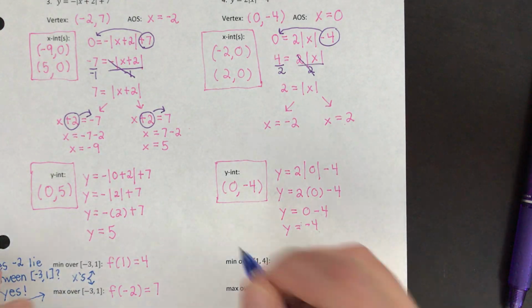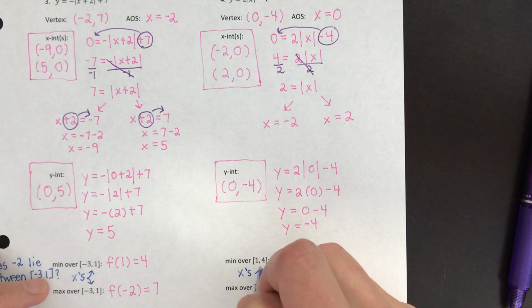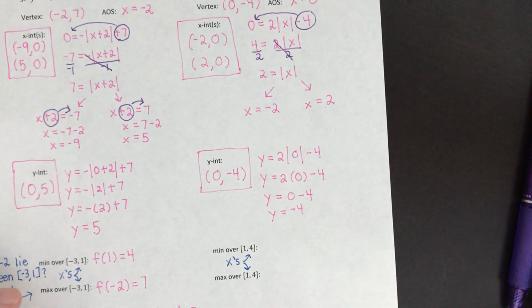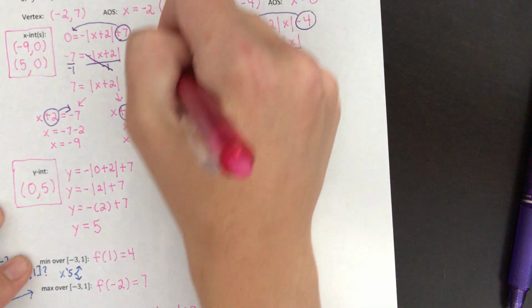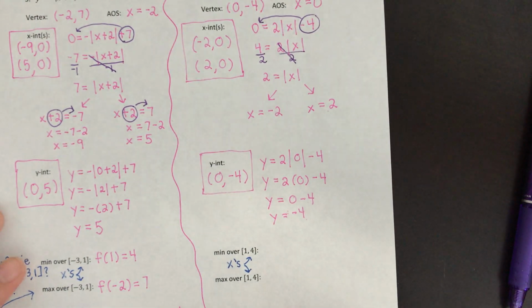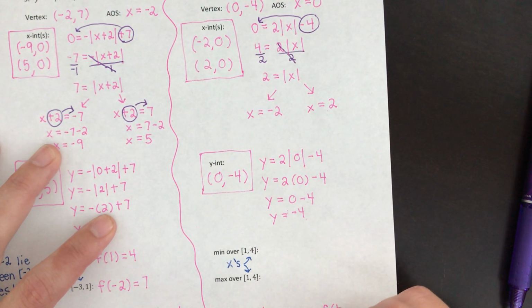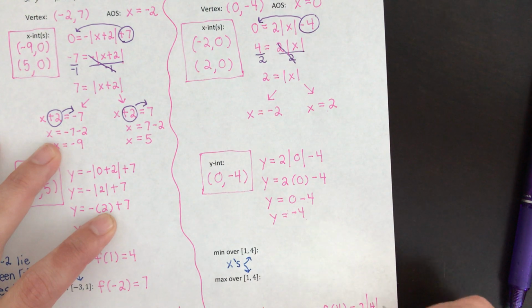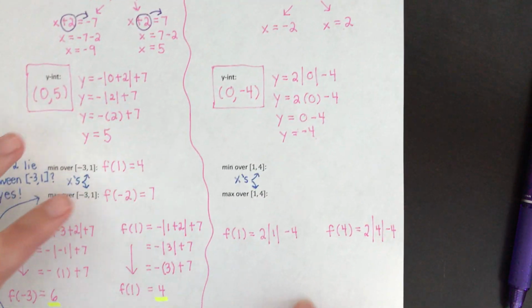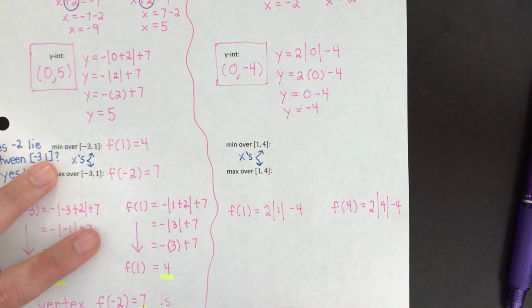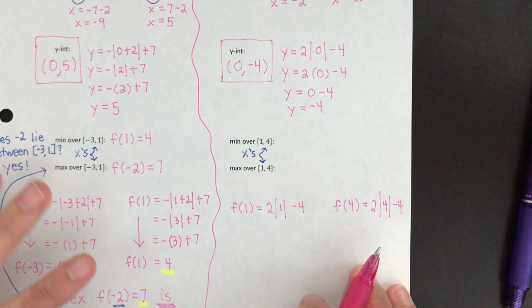So again, I will kindly remind you that these are x's. And what we're going to do first is we're going to find f of 1. So 2 where I see x, 1, minus 4. Remember, we're also going to find f of 4. So 2, 4 where I see x, minus 4. Oh my gosh, you can't see what I'm writing. I'm so terribly sorry. Okay, so here we go.